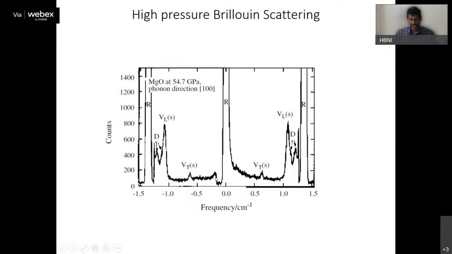And here you can clearly see, this is an example where MgO is reported at 55 GPa, and you get a transverse acoustic mode as well as a longitudinal one. The longitudinal intensity and energy are much higher. You have both Stokes and anti-Stokes lines, and this D is basically the peak from the diamond.